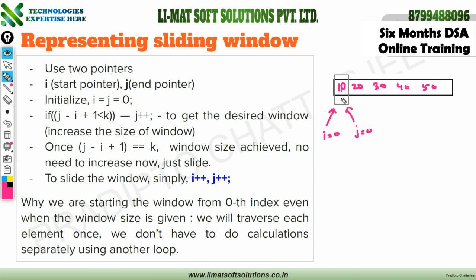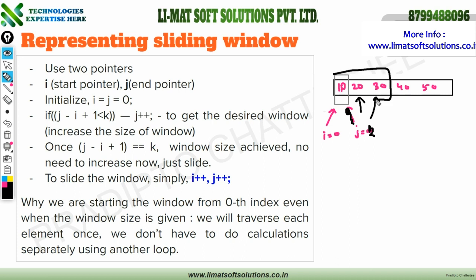Now whenever you want to increment the size of the window, you have to increment the value of j. If j equals 1, it will not point here, rather it will point here. If j equals 2, it will point here. So how will the window look? The starting point of the window i equals 0, and the ending point of the window j equals 2. So in this way, you can increment the window by incrementing the value of j one by one.